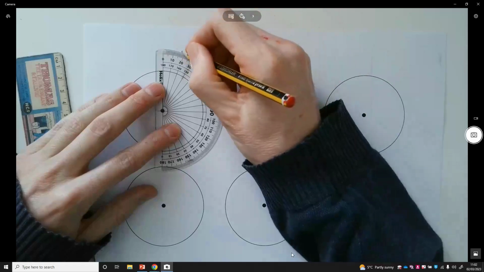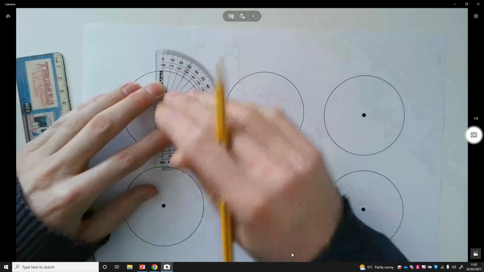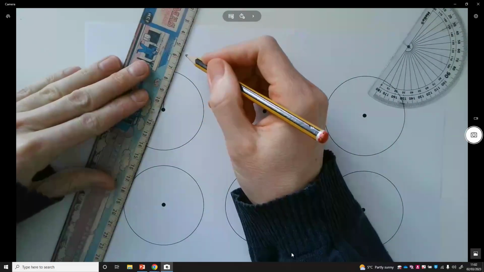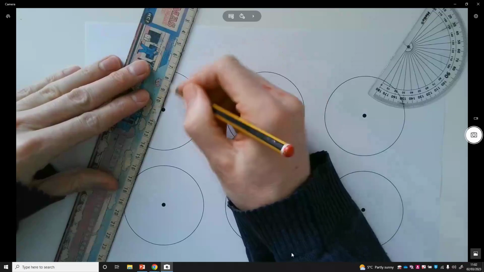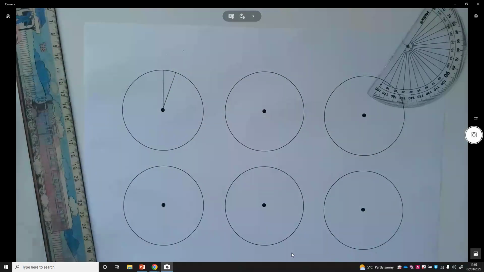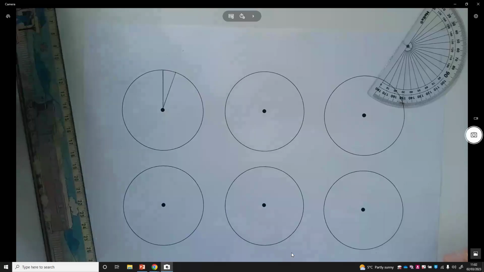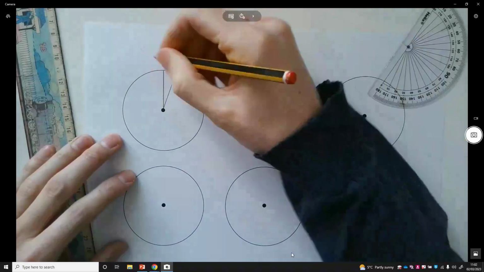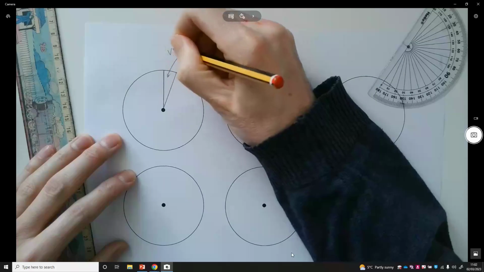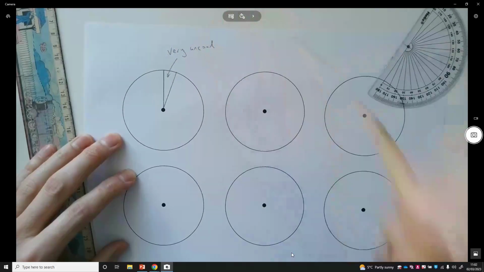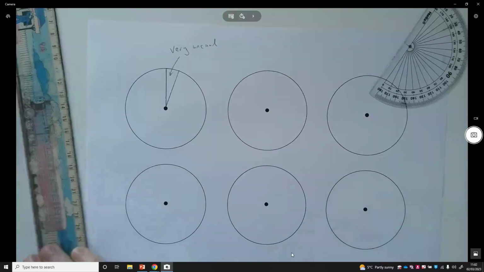Which is about here. Put a small mark. The temptation is to go right to this mark, but that's going to look terrible. So go in line with the mark, but stop at the edge of the pie chart. That's the first section done, and that was called very uncool. I'm not sure I can fit the label in there, but this one here is very uncool.